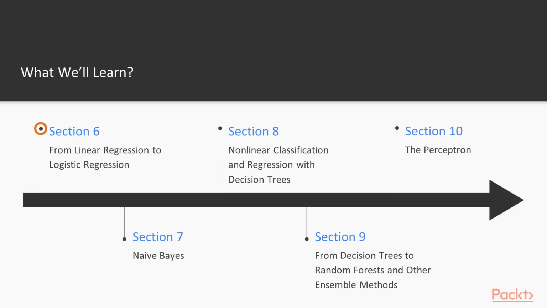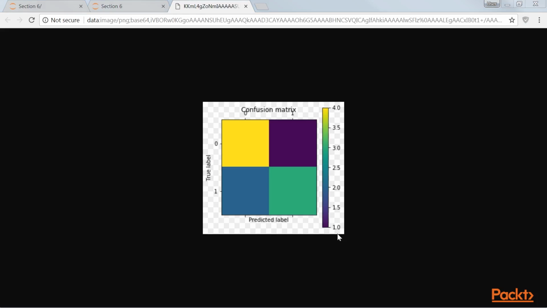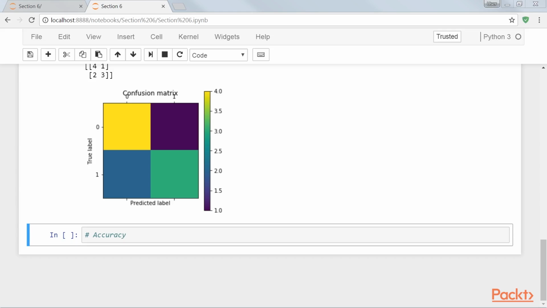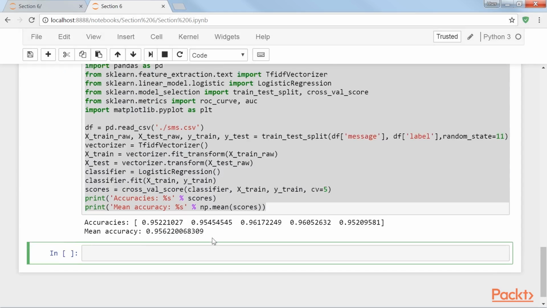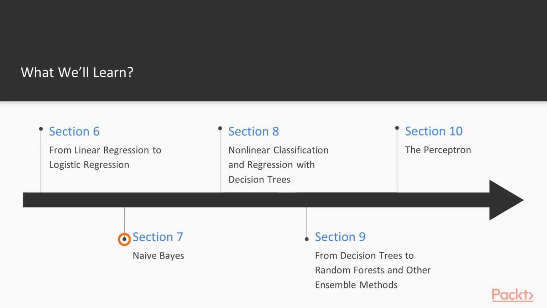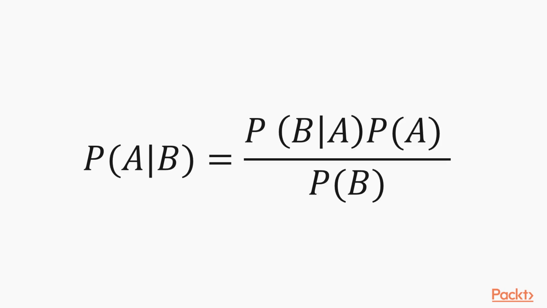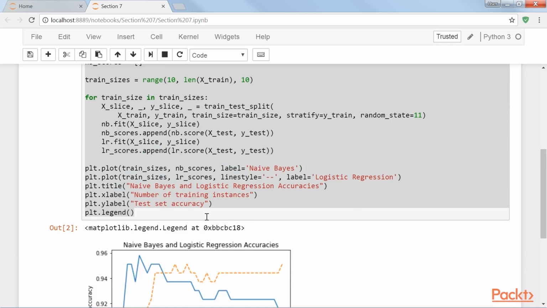Section 6, from linear regression to logistic regression, further generalizes multiple linear regression and introduces a model for binary classification tasks. Then naive Bayes discusses the Bayes theorem and the naive Bayes family of classifiers, and compares generative and discriminative models.